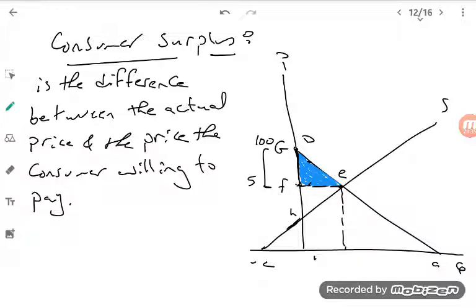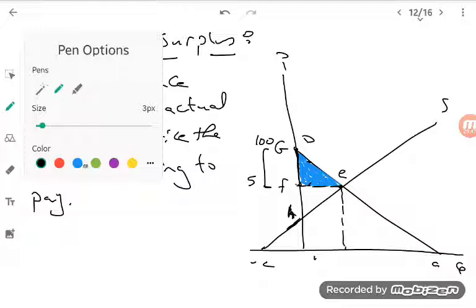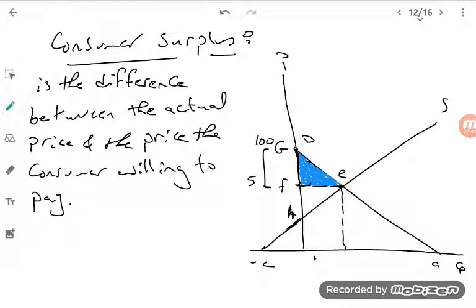Now with respect to the producer. With respect to the producer, it's a similar case. The producer is ready to get H, but actually he is going to get F. So this is producer surplus. So triangle EHF is producer surplus.